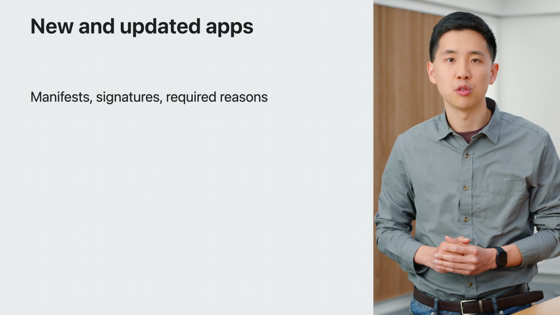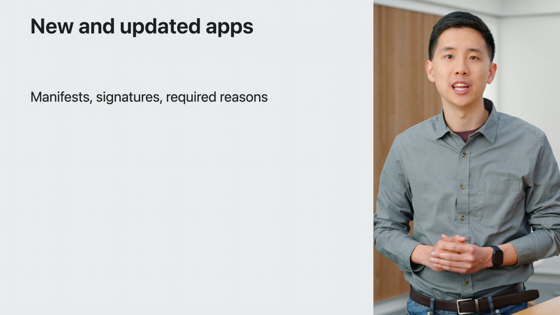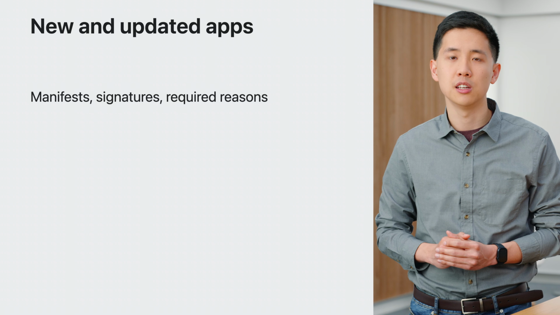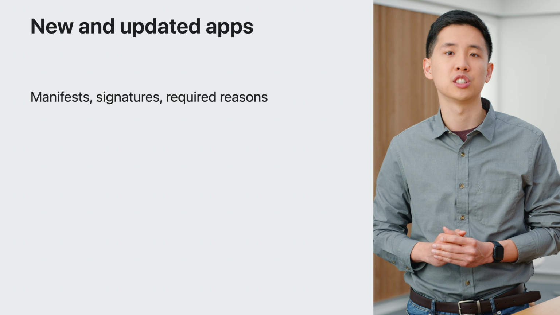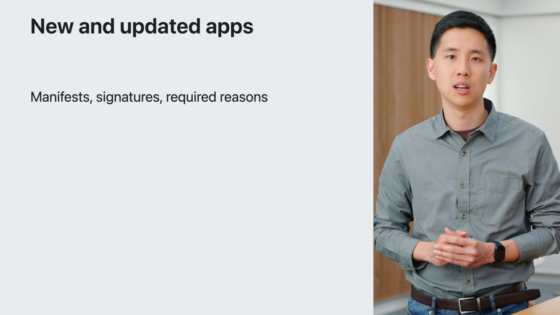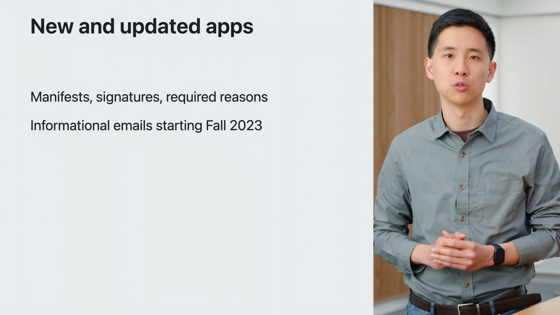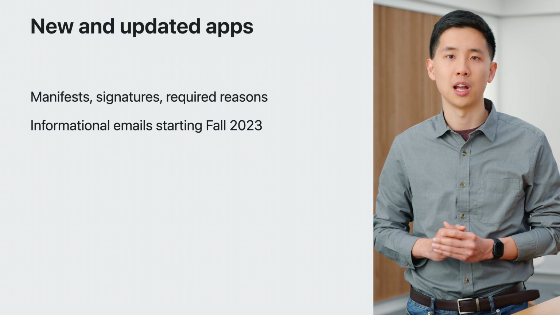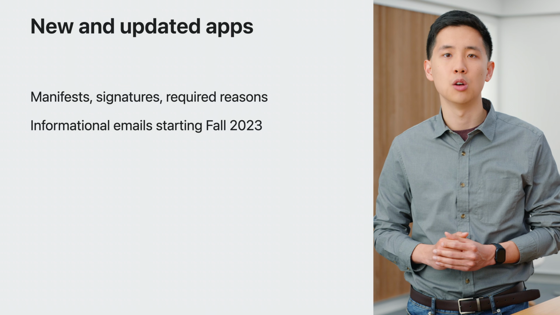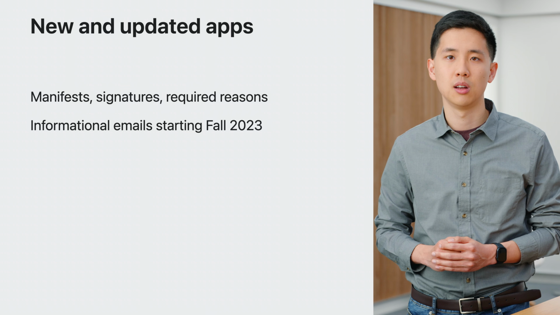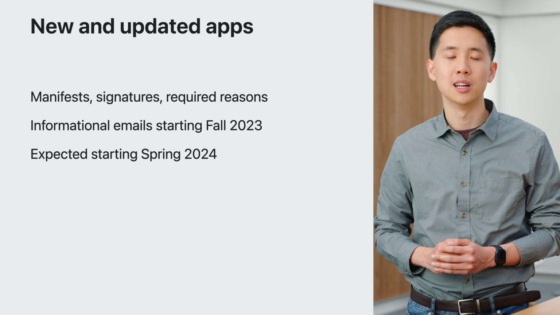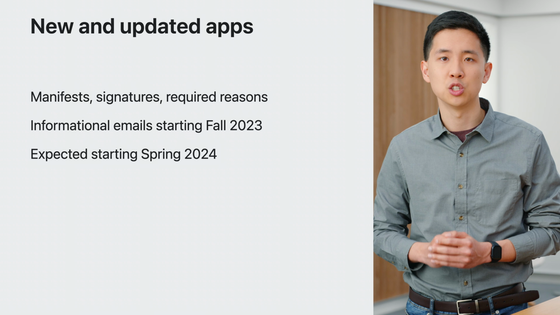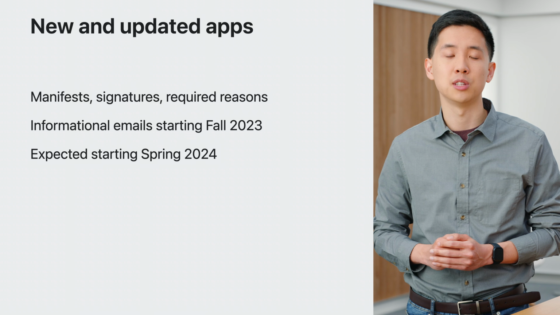Starting in fall 2023, App Store will check if new and updated apps include a library from a privacy-impacting SDK. If the privacy-impacting SDK does not include a signature and the privacy manifest, Apple will send an informational email to the app developer. Apple will also send informational emails for apps that access required reason APIs without declaring approved reasons. Starting in spring 2024, these will be expected and become part of App Review. You'll need to address any issues before you can submit new and updated apps to the App Store.